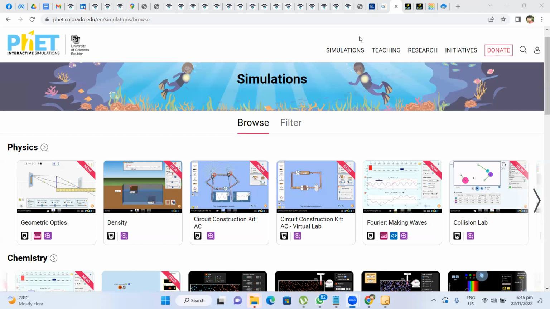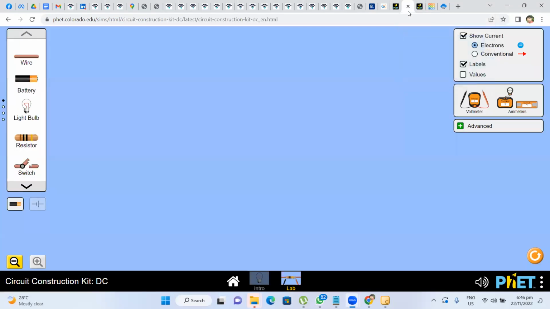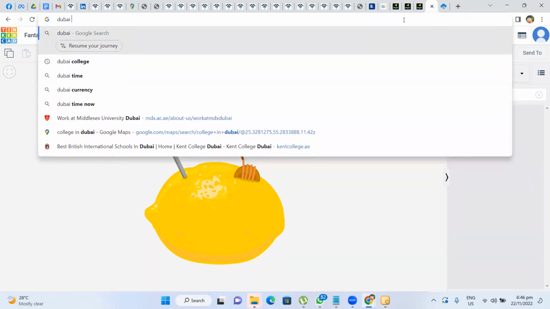Okay. Now, I think I have briefly explained what STEM is. You can just go and see how many schools are using STEM now. At the international level, almost all the schools are using STEM. In Dubai, you have STEM. And if you search, okay, Dubai STEM teachers.